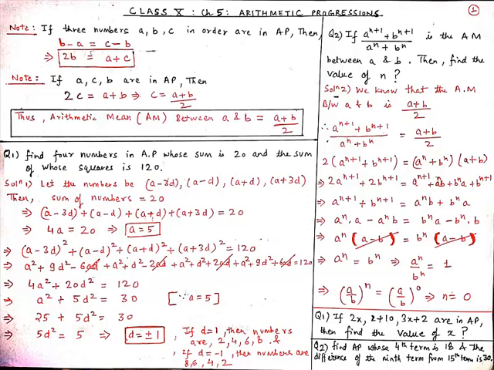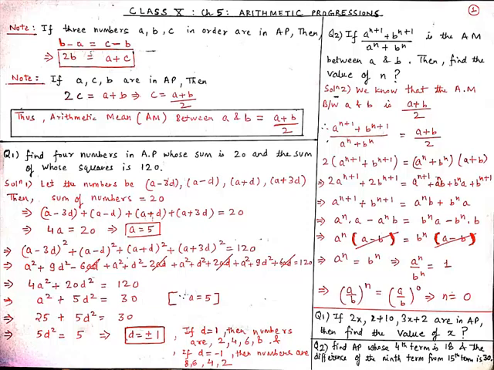And as we know that the value of a is equal to 5, so on putting the value of a, we get 5 square, which is equal to 25, and then plus 5d square is equal to 30. So from here 5d square is equal to 30 minus 25, which is 5. Therefore d is equal to plus minus 1.